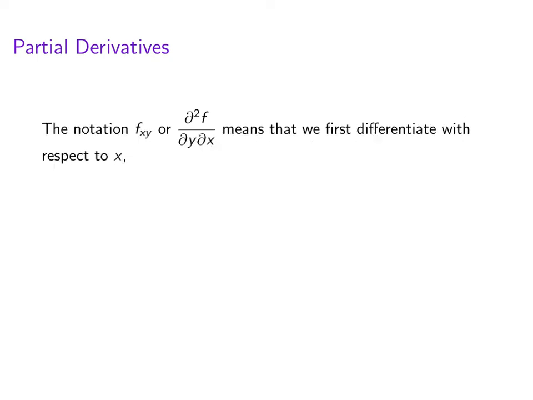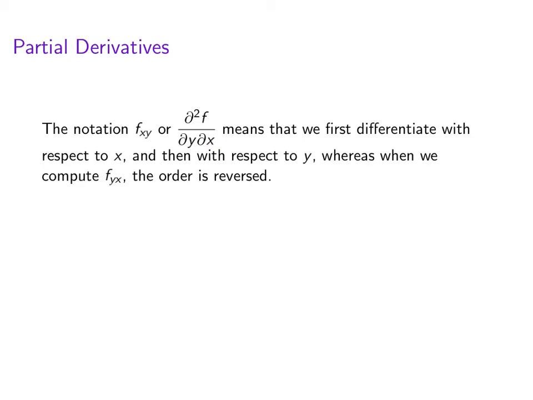The notation fxy, or d squared f over dy dx, means that we first differentiate with respect to x and then with respect to y. And now this is not a typo. I have fxy, but in the Leibniz notation, the denominator says dy dx. That's not a typo. That means x first, then y. And that's because this is an operator notation. When we compute fyx, it's reverse order.